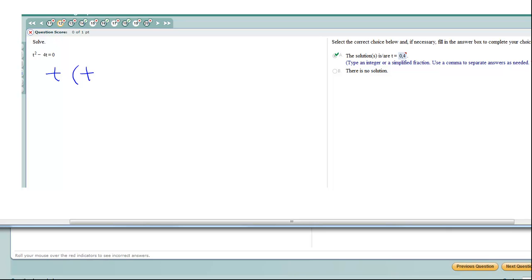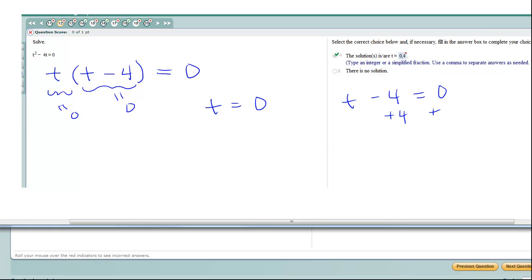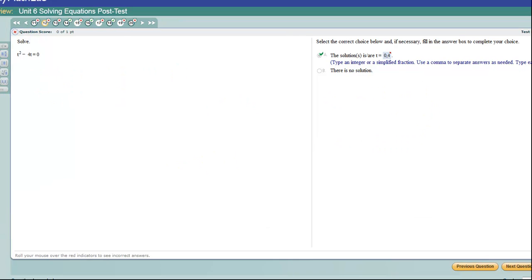So you factored out a t, and then what you do is you say, okay, if this is equal to 0 or if this is equal to 0, then this thing is true. So we say t equals 0 or t minus 4 equals 0, and we add 4 to both sides, and we get t equals 4. So the answer should be t equals 0, 4, and you just put parentheses around it, which means a point, and it's not a point, it's two different values for t. So I would give you credit on that one because it's just the formatting.